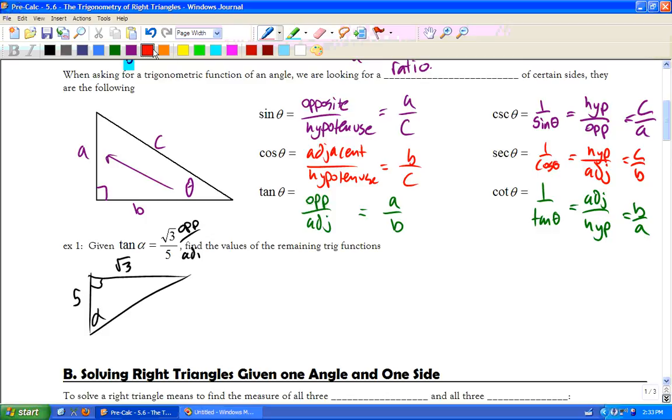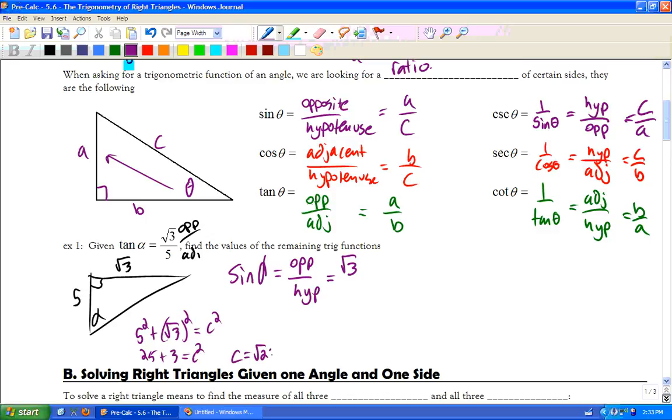So, we've labeled some of our information, but when we go to find the sine of alpha, we remember that that's opposite over hypotenuse. And we're kind of stuck because we're saying, wait a minute, I know the opposite. Opposite is the square root of 3. How can we find the hypotenuse? Well, go back to Pythagorean's theorem. 5 squared plus the square root of 3 squared equals c squared. 25 plus 3 equals c squared. C will equal the square root of 28.